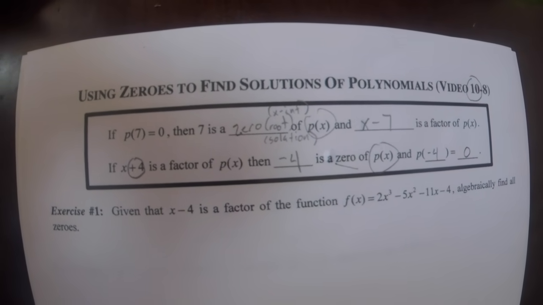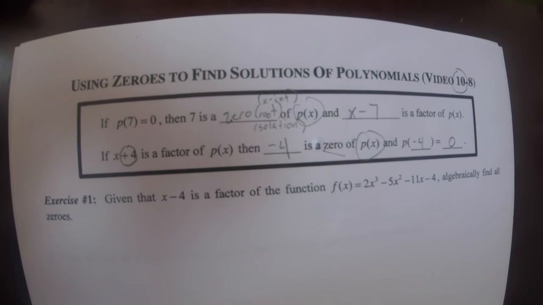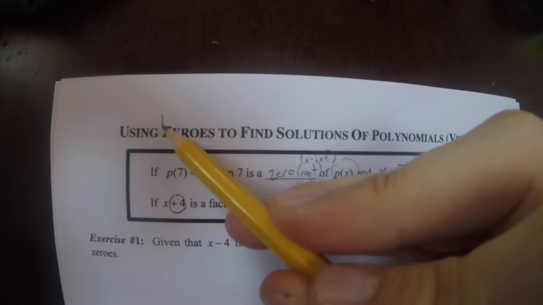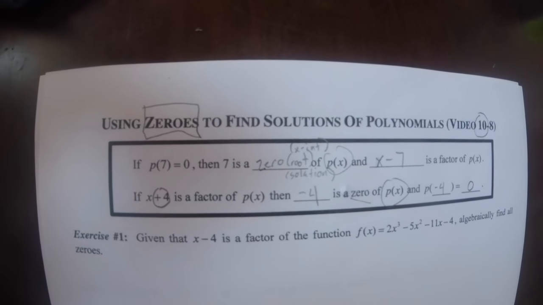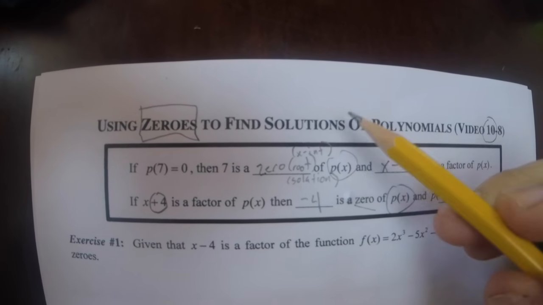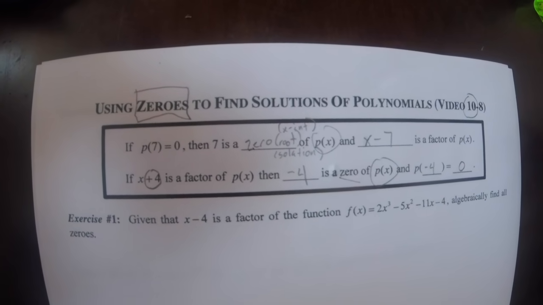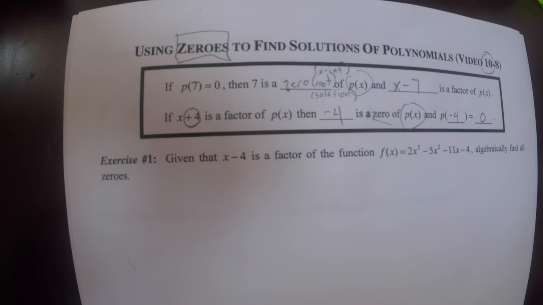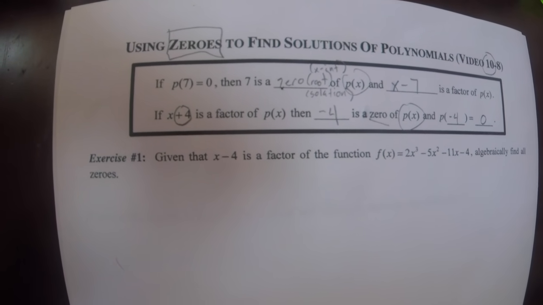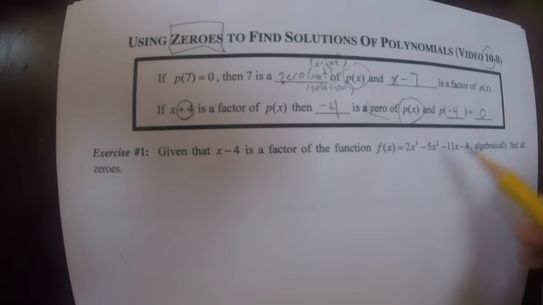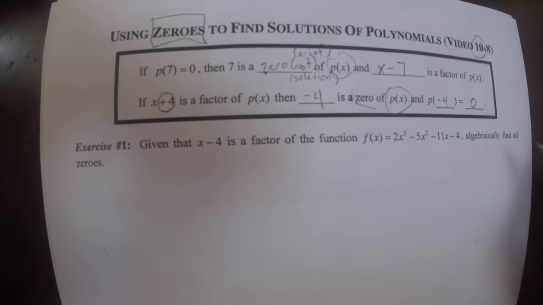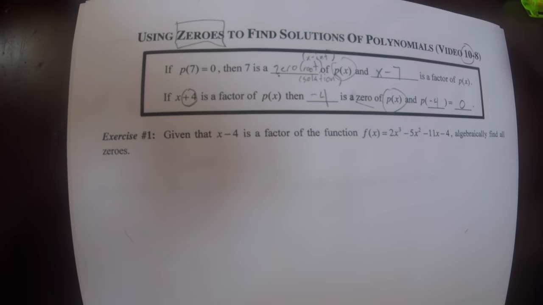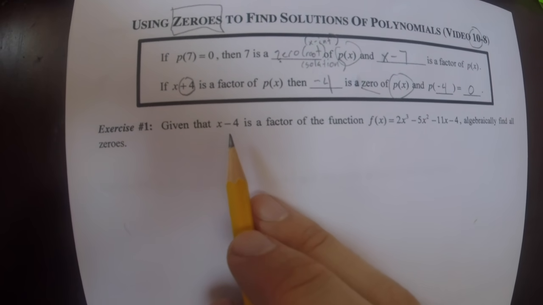All right, let's use some of that information to solve some problems, and we'll use these solutions, or these zeros, to find the other solutions of the polynomial. Let's take a look at number 1. Given that x minus 4 is a factor of the function 2x to the third minus 5x squared minus 11x minus 4, algebraically find all of the zeros.